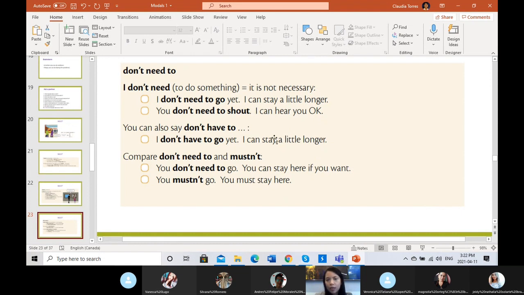You can also say "don't have to." I don't have to go yet. I can stay a little longer. Now compare "don't need to" and "mustn't." You don't need to go. You can stay here if you want. In the next one, you say you mustn't go.